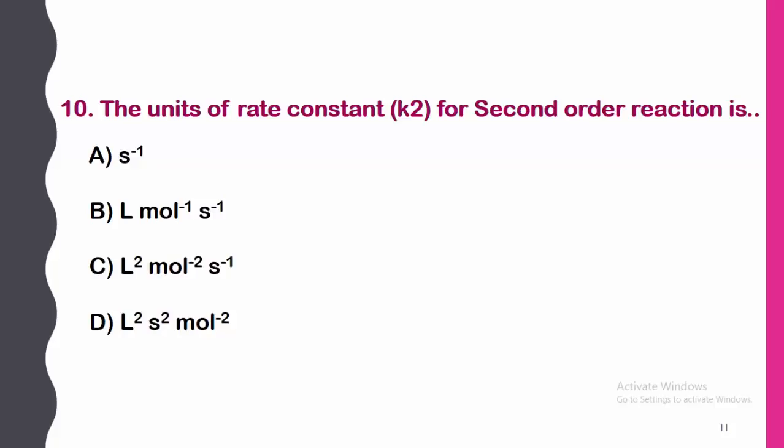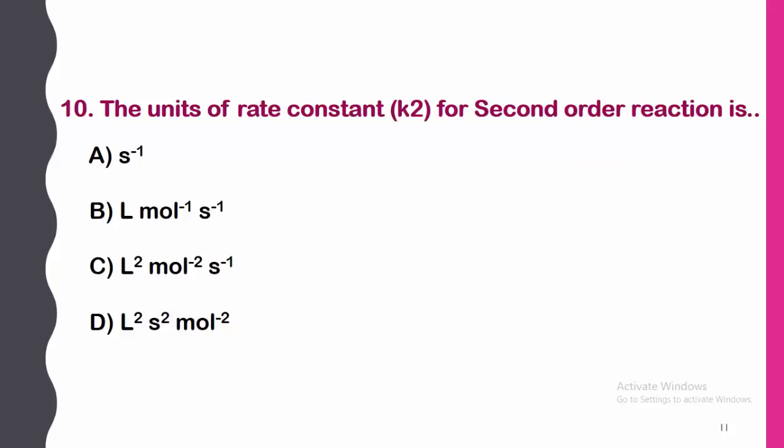What is K2? K2 is equal to 1 upon A T into X upon A minus X. So this is the formula in front of you. First write down your formula. From the formula we can calculate the units of the rate constant. Here X is the product formed. What is A minus X? That is the concentration of the reactant at time t.